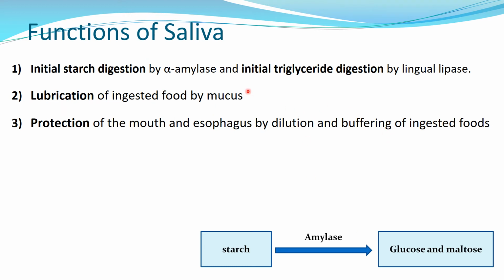Then, in general, saliva has some functions. The first one is the process of digestion, because as you know, the process of digestion can initiate within the oral cavity, as we have two enzymes which are secreted by the salivary glands, including the alpha amylase and lingual lipase. So amylase is responsible for the conversion of starch into glucose and maltose.